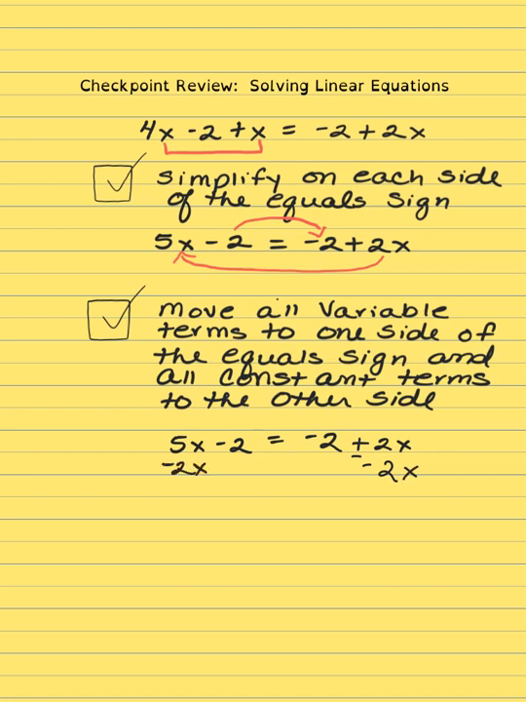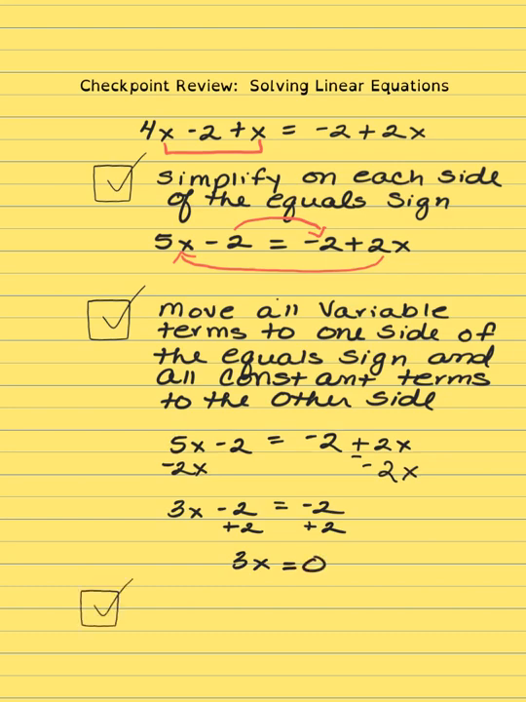5x minus 2x leaves us with 3x. I still have the -2, and that equals a -2. Now I'm going to add 2 to both sides because it's a -2, and the opposite of subtracting is adding. And now I have 3x is equal to 0.